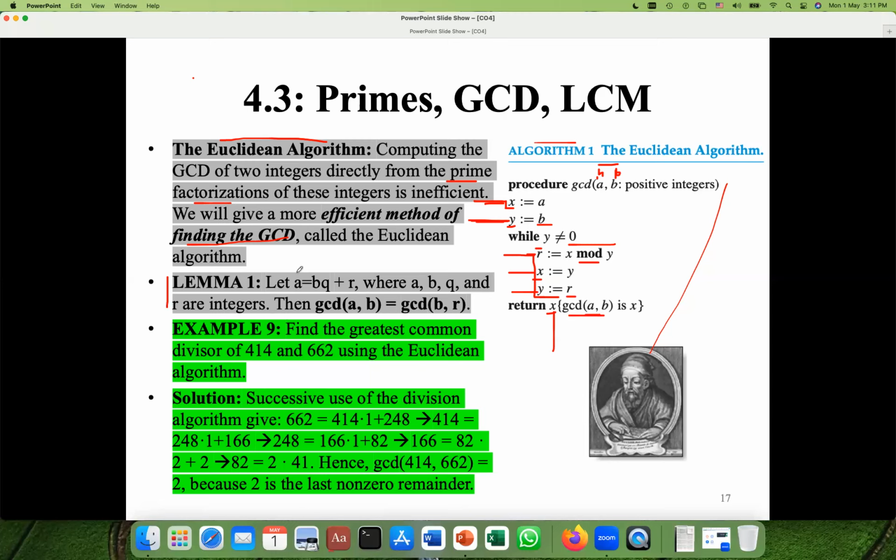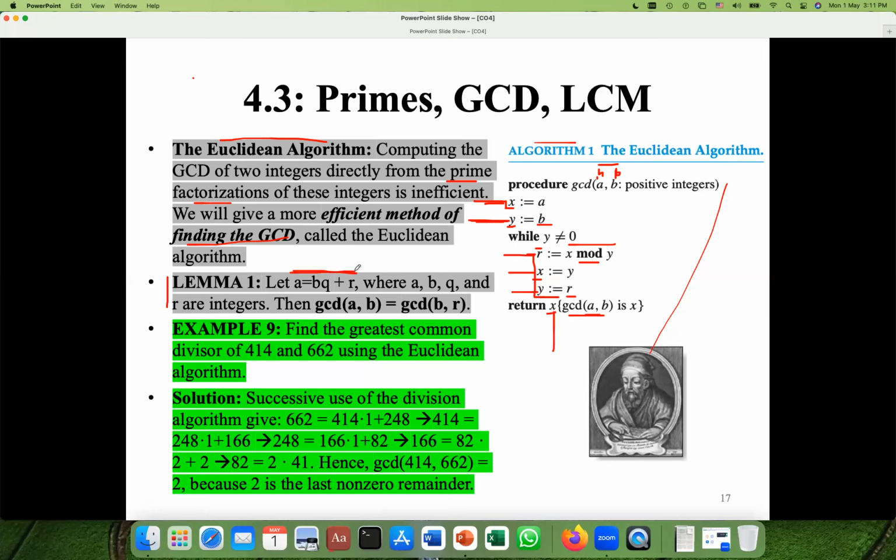So, for example, here we are supposing A is equal to BQ plus R. What is this equation? All students, what is this equation? We have seen this equation before. What is this equation saying? This is an equation where A, B, Q, and R are integers.